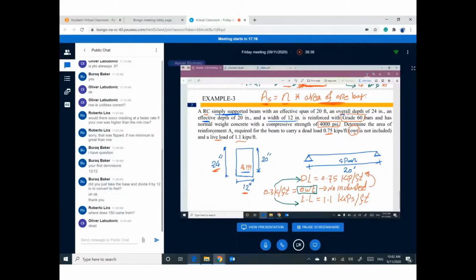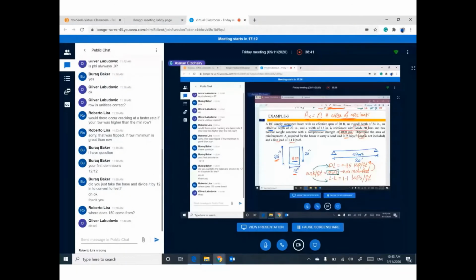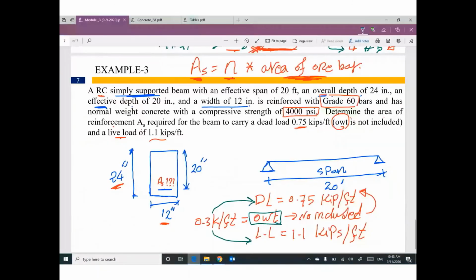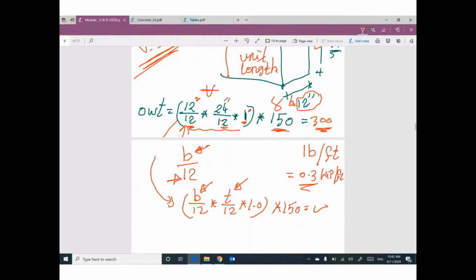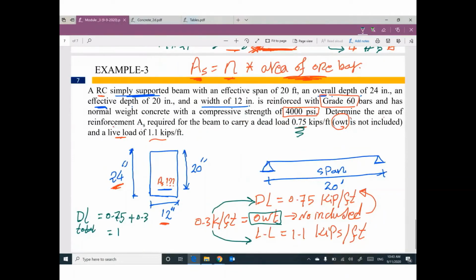Do you remember from the loads lecture? Dead load, we don't have a choice. I'm sorry, own weight is a dead load. So your total dead load, including the weight of the beam, will be 0.75, which is given, plus 0.3. We just calculated it. Your final will be 1.05 kip per foot. And your live load will remain the same, 1.1 kip per foot.